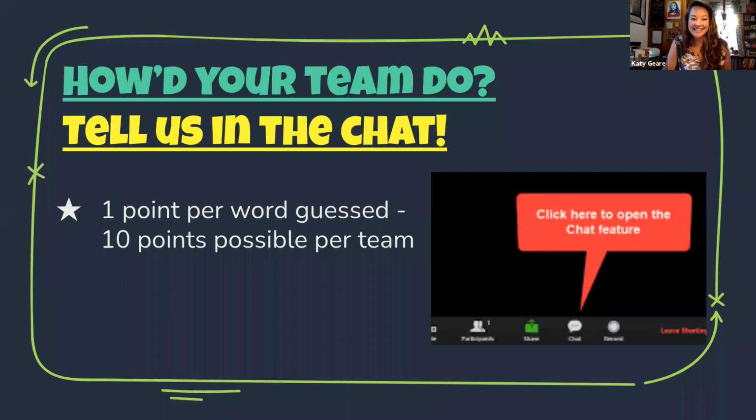All right. So it was super rápido, ¿no? But if you could let me know in the chat how many points you and your partner were able to grab, how many points were you guys able to get out of the 10?